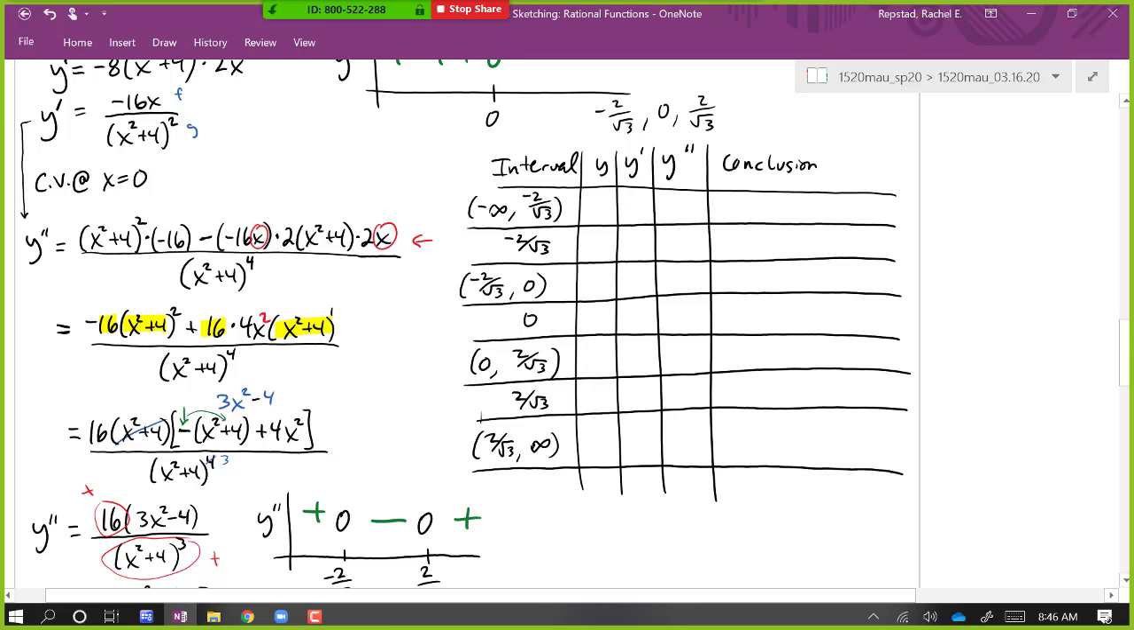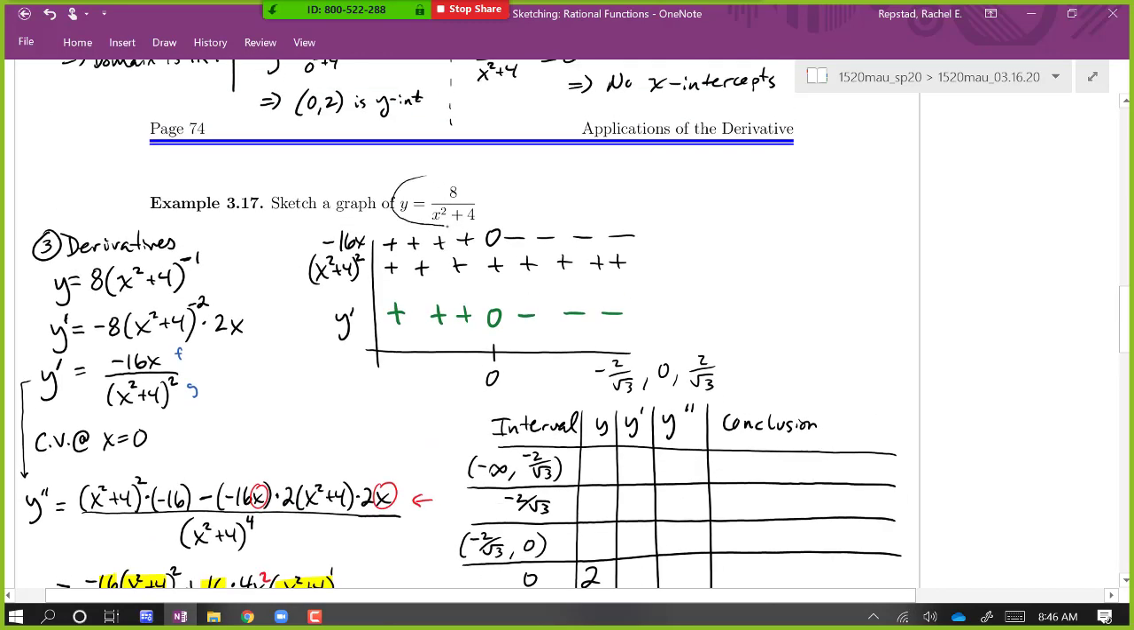In the y column we only plug in the actual values, the places that we're using to partition the real numbers. At 0, we found that the y-coordinate was 2. We found the y-intercept in the beginning. And then we just need to figure out what the y-coordinate is at 2 over root 3 and negative 2 over root 3. So I'm going to scroll up just to look at the original function real quick.